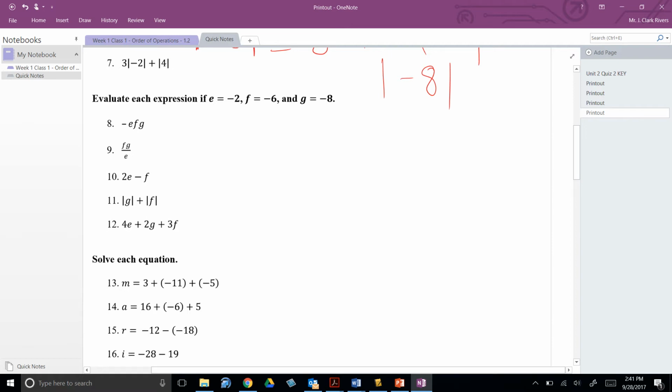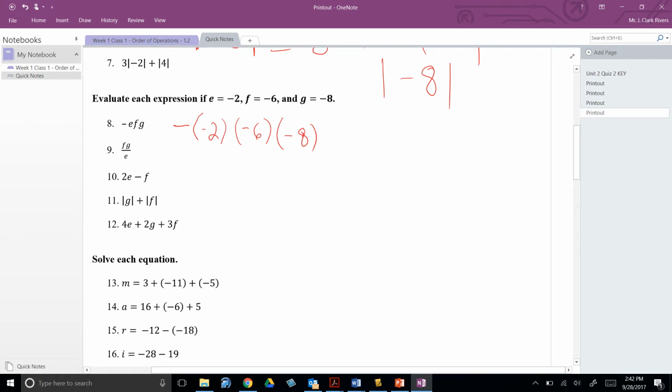We had a lot of questions about 8 in class. I did explain it, but I'll explain it again here. Negative E multiplied by F multiplied by G. So that negative stays out front. I then substitute in E. What is E? Well, E is up here. E is negative 2 multiplied by F. Well, F is up here as well, negative 6. Multiplied by G. G is up here as well, negative 8.